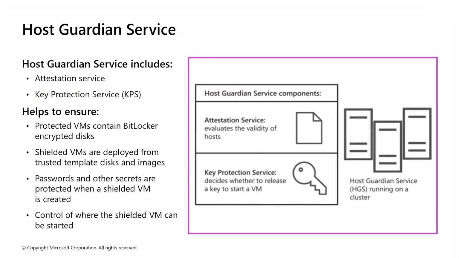The Host Guardian Service, HGS, has two main roles: attestation service and key protection service. HGS ensures secrets are protected during VM creation. Only authorized hosts can start shielded VMs.